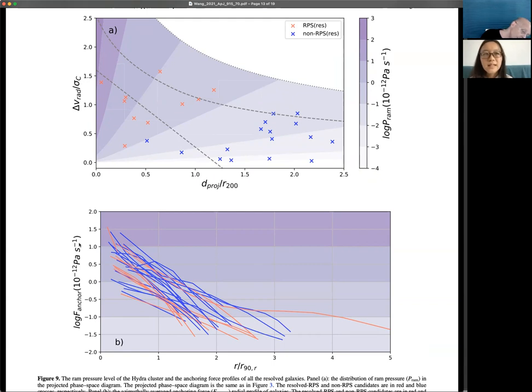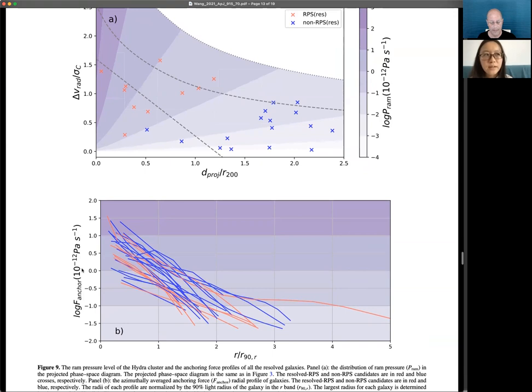So they can be early and strong, there can be early, strong, and quick stripping that removes the gas very efficiently, and there could be late and weak and slow stripping that removes the gas very inefficiently.